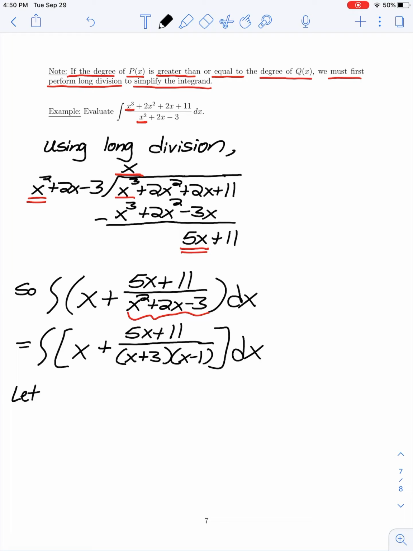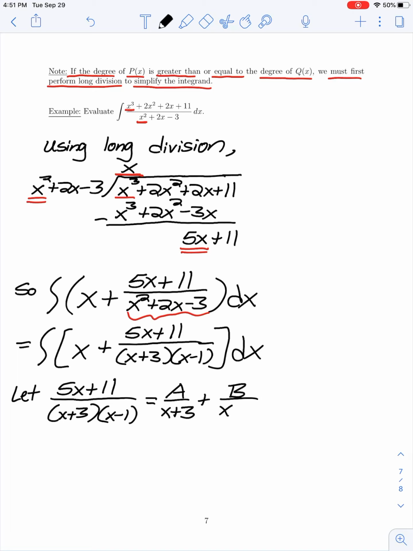So trying to decompose that second term, we're going to take (5x + 11) over (x + 3)(x - 1) and look at its partial fraction decomposition, which would have the form A over (x + 3) plus B over (x - 1), since our denominator involved distinct linear factors.